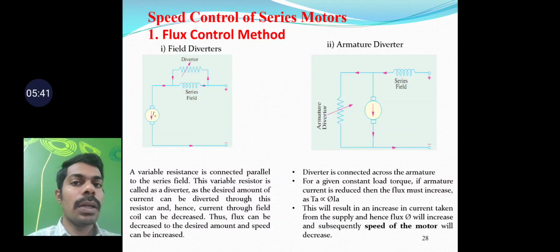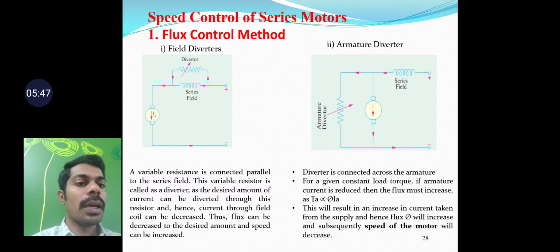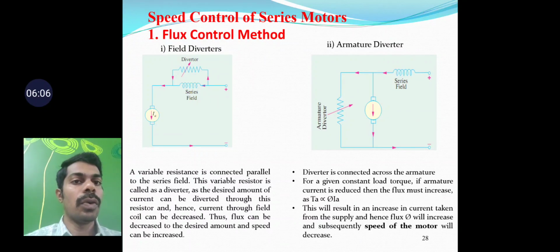The second one is armature diverter. In this, the diverter is connected across the armature. For a given constant load torque, if the armature current is reduced, then the flux will increase. That is, Ta is directly proportional to Ia into flux. This will result in an increase in current taken from the supply. So the flux will increase and the speed of the motor will decrease.